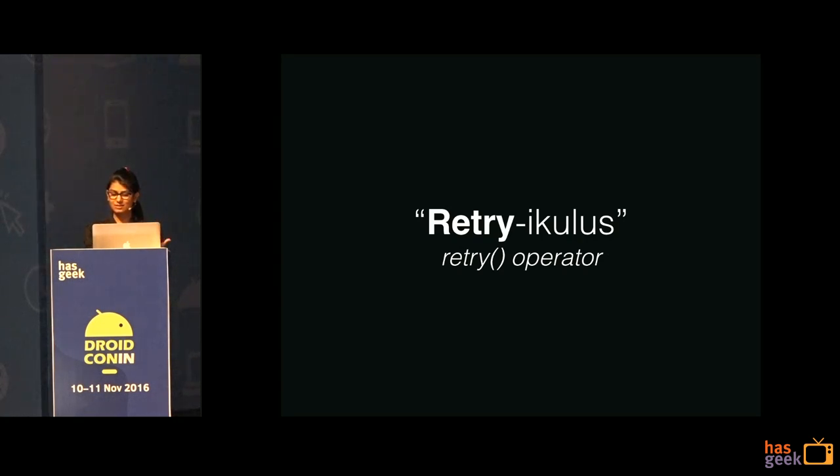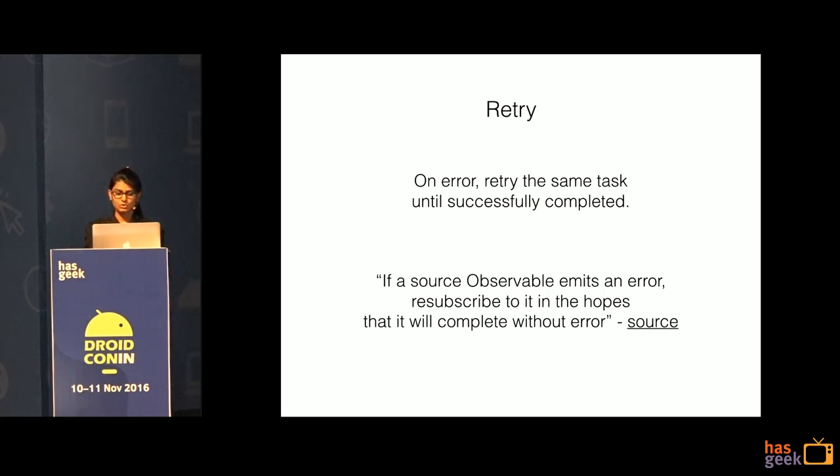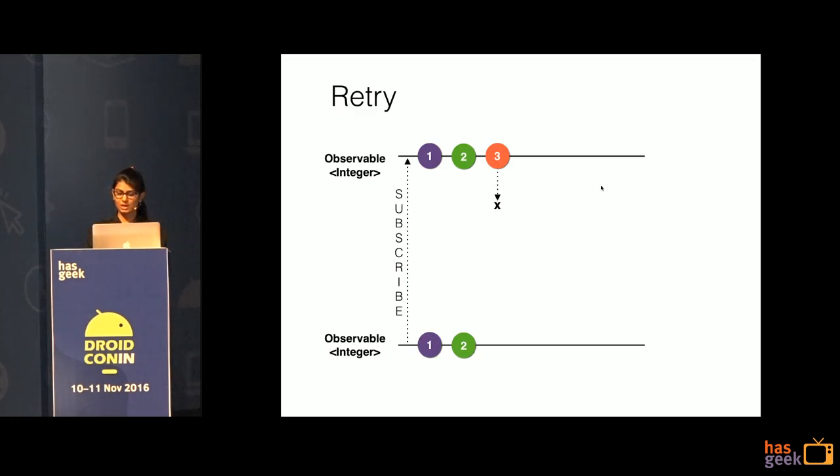So next is the retry spell, or the retry operator. That is also a task which takes some time out of us, and we eat our brains doing synchronization and everything like that. What we can do is, on error, retry the same task until it's successfully completed. If a source observable emits an error, then we'll resubscribe to it in hopes that it will complete without error. So this is the marble diagram.